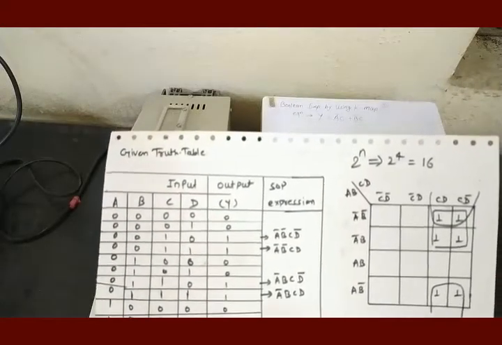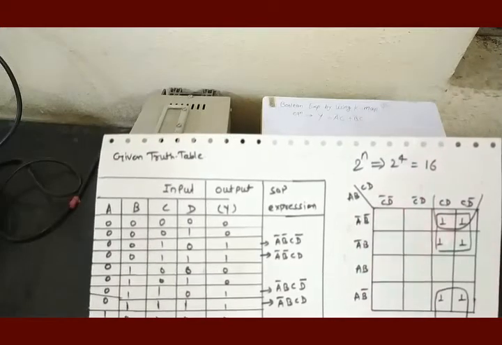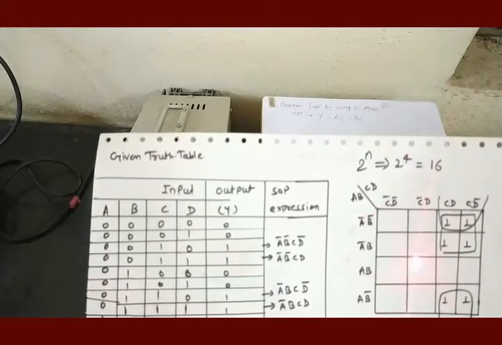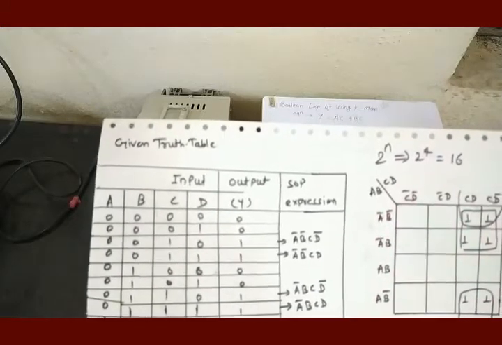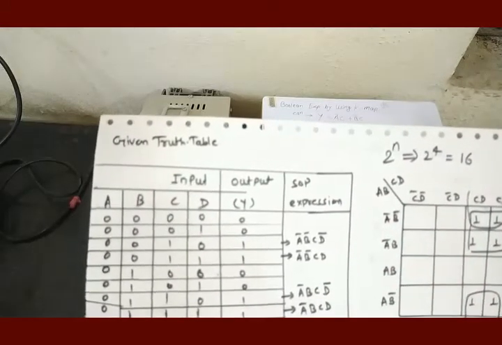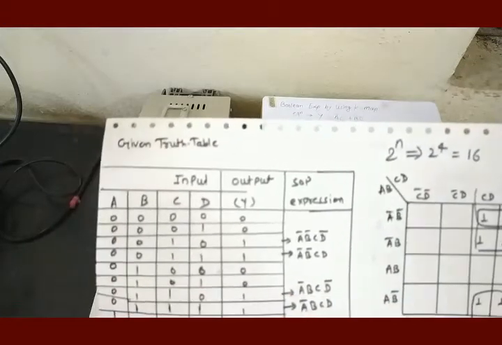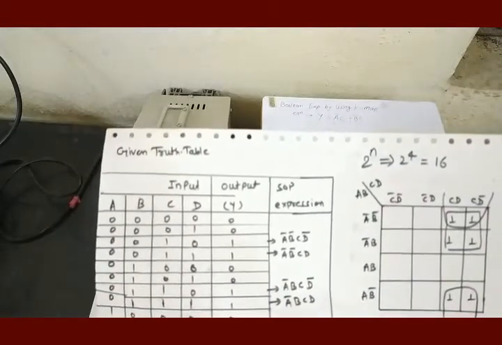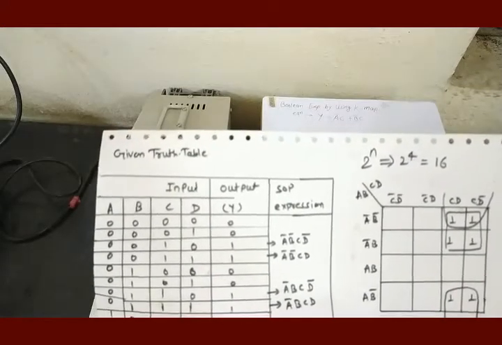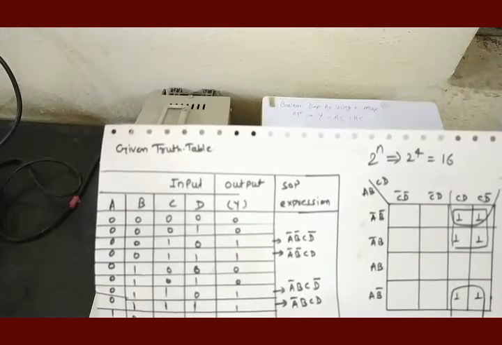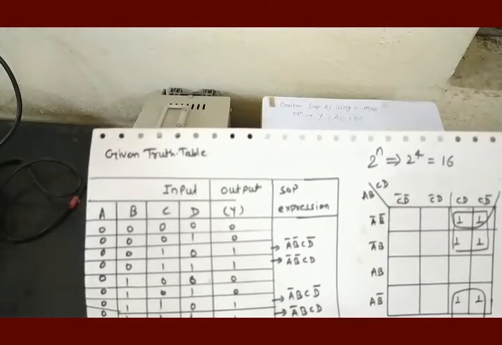Octet is a group of 8 ones. 4 ones here, 4 ones here, or 4 ones here, 4 ones here, or 4 ones here, 4 ones here. These will be adjacent to each other. The 8 ones should be adjacent to each other. Why focus on the group of 8 ones? Because it simplifies the truth table to a very large extent.